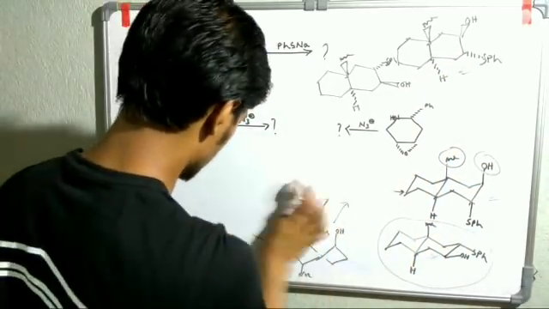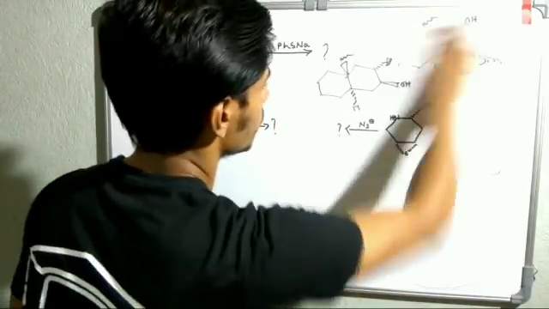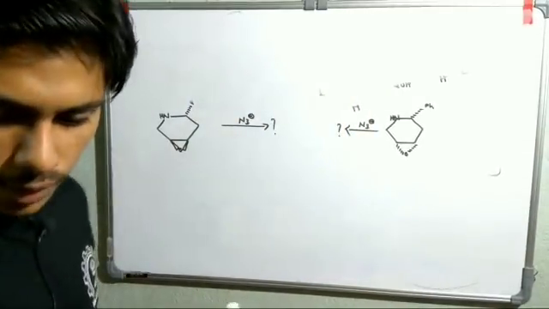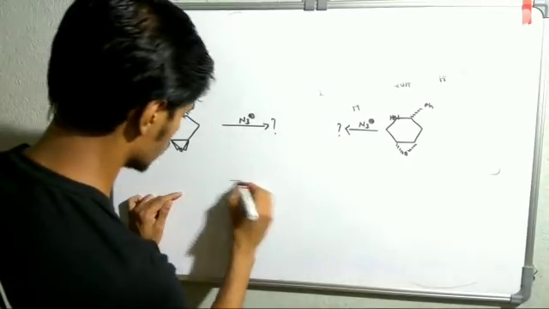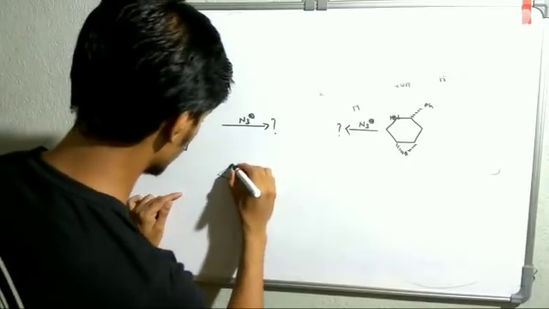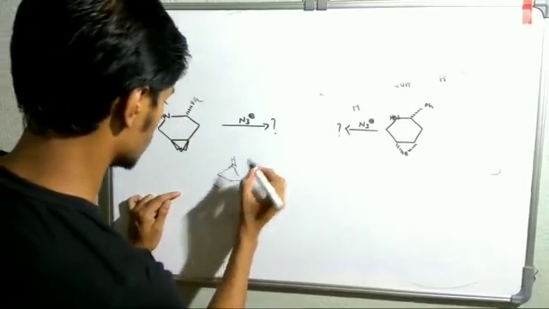Now let us look at the other two questions which are given here. Okay, so these two questions are given. So again we have to first draw them in proper way. So we can draw it like this. So here we have this nitrogen. Okay, so this NH group is here.